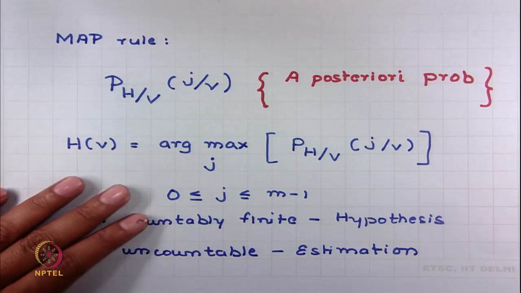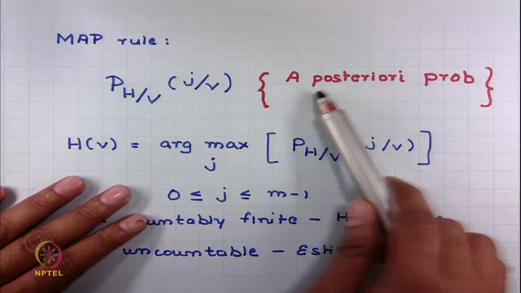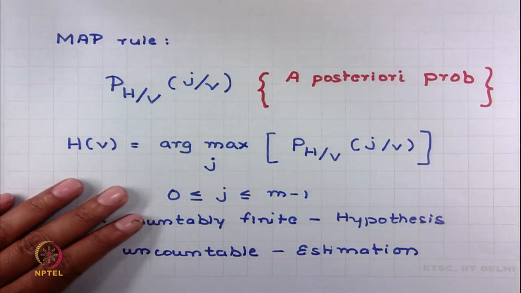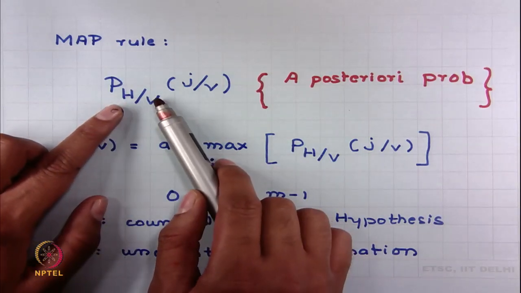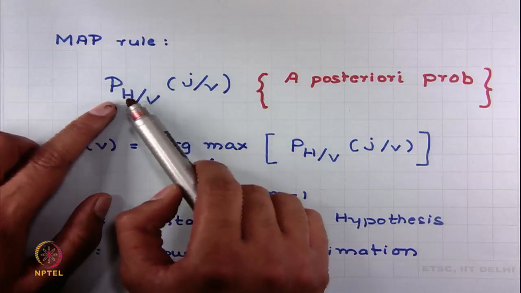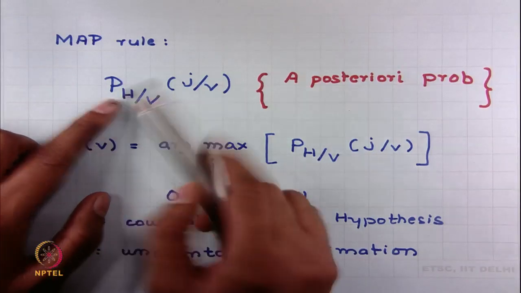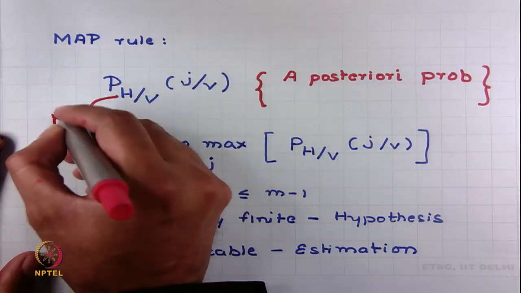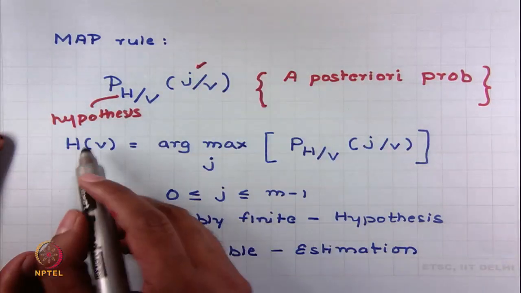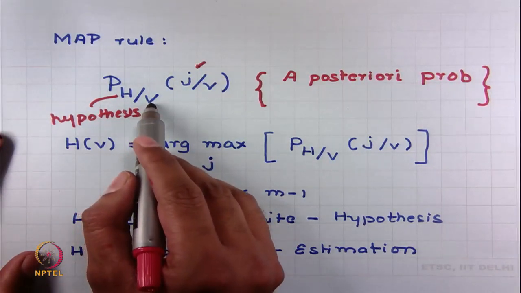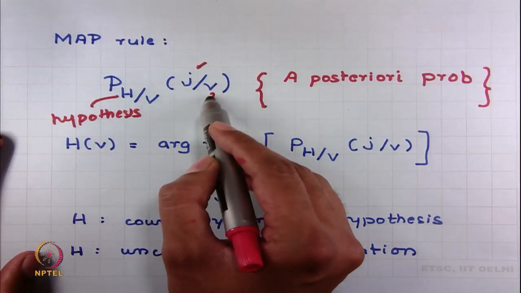So, the MAP detector uses the MAP rule, and what is the MAP rule? We will come to that in a while. Let us first look at this a posteriori probability. What is that? A posteriori probability deals with the probability of a hypothesis. So, H_j corresponds to a hypothesis J, given that random variable V has taken a numerical value small v.